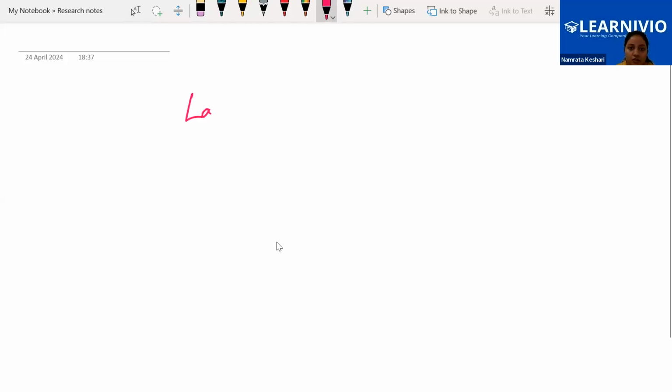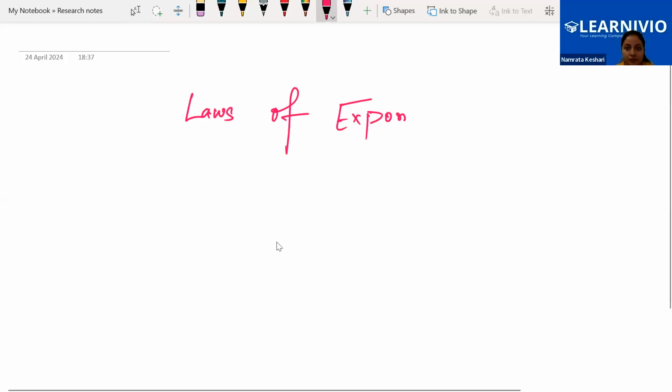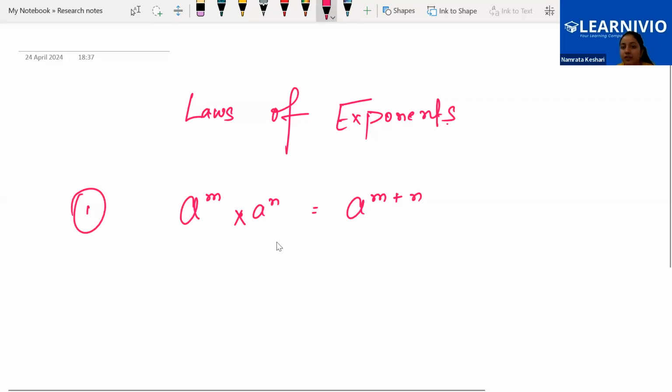Laws of exponents. We have already discussed the first law, that is, if we are having a to the power m into a to the power n, we can write it as a to the power m plus n. When there is a multiplication, we have to add the exponents.